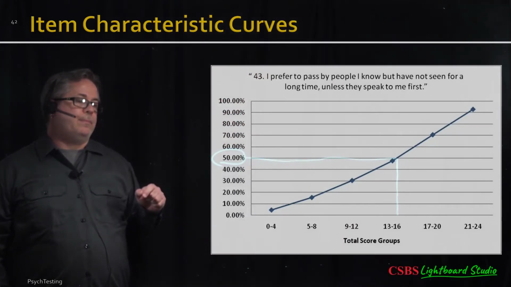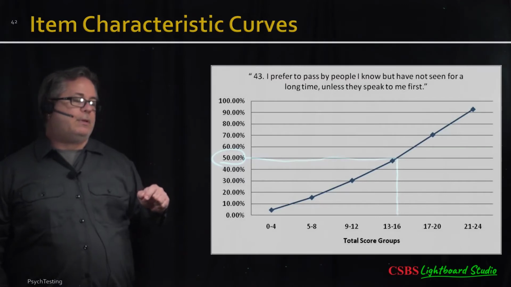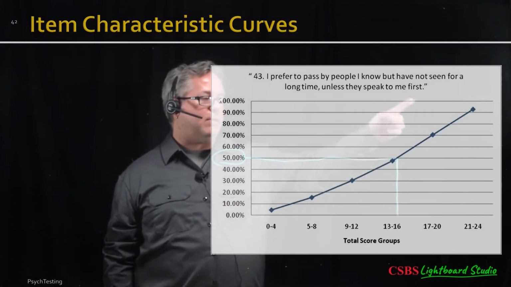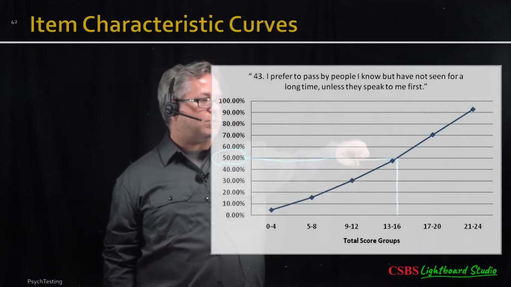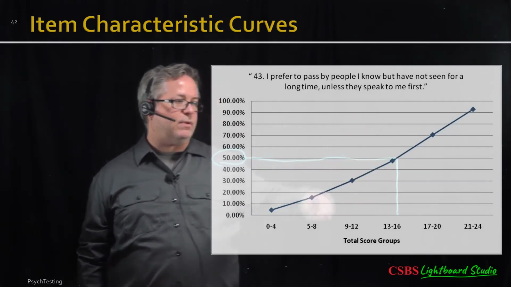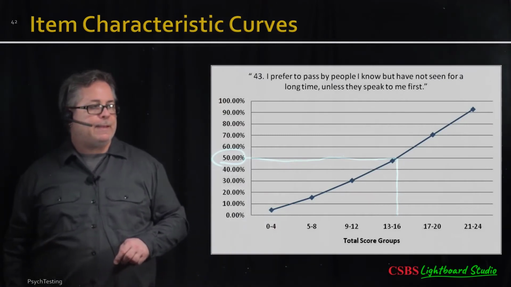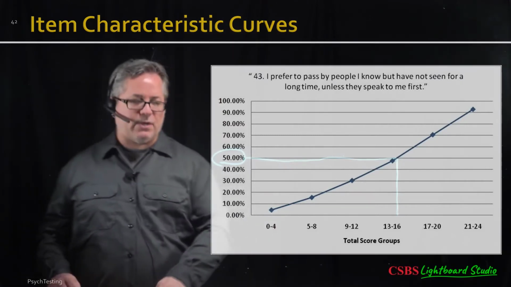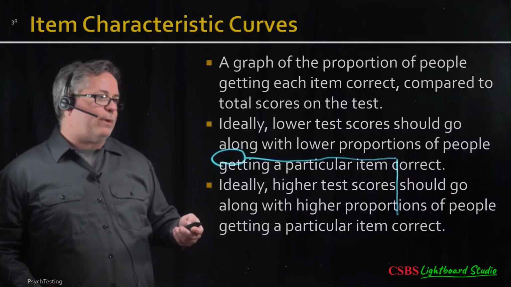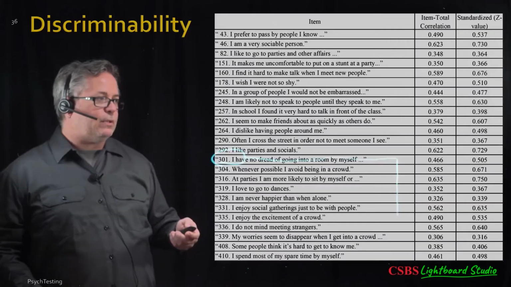The steepness of the curve tells you how discriminating it is. The more discriminating, the steeper this change should be right around the point of the 50% mark. You'll see more of that as we go through this. If you remember, 43 wasn't a very discriminating item. Go back to the list.